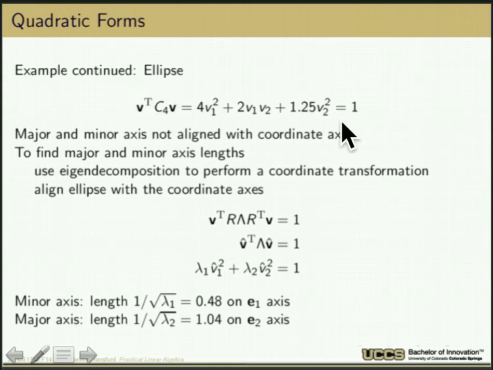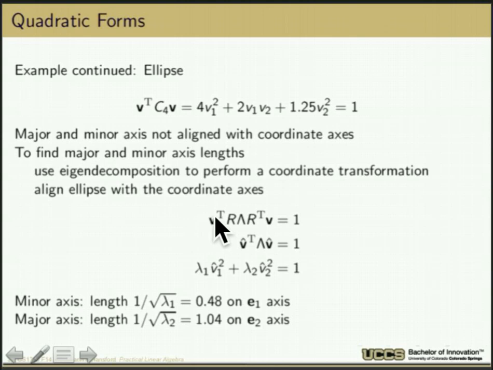So if we continue looking at this, the major and minor axes are not aligned with the coordinate axes. So it's not an upright ellipse, it's a rotated ellipse. To find those major and minor axes lengths, we can use the eigendecomposition, which I just said. Now we're going to use the fact that if we're looking at this as V transpose CV, we're going to replace C with its eigendecomposition. Okay, and then we're going to get V transpose lambda times V.